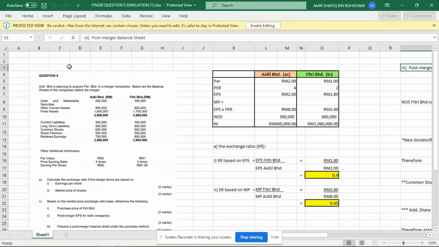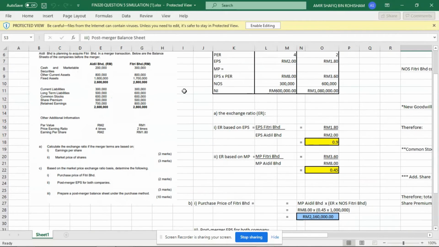Assalamualaikum. My name is Amir Shafiq and I will present question 5 for this group. Now for the first question, from question 5, which is to calculate the exchange ratio if the merger terms are based on earning per share.